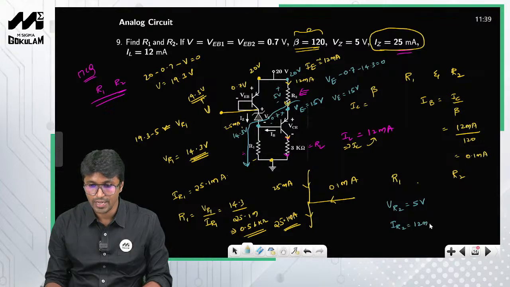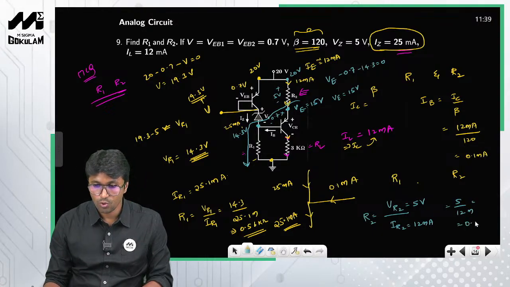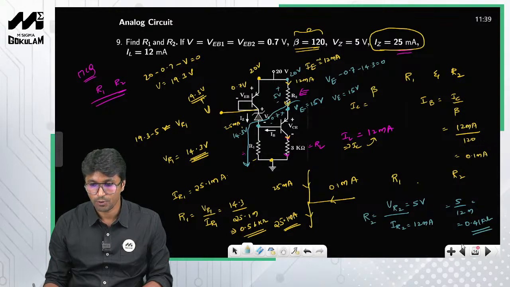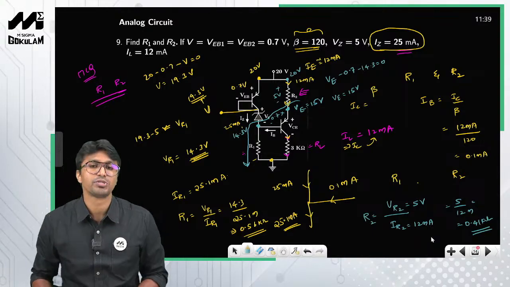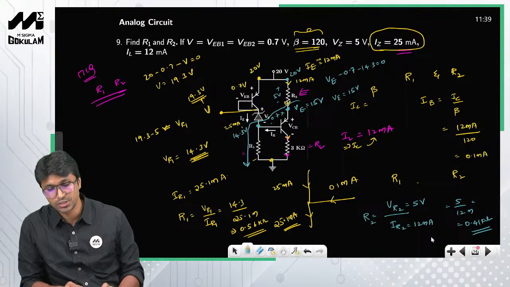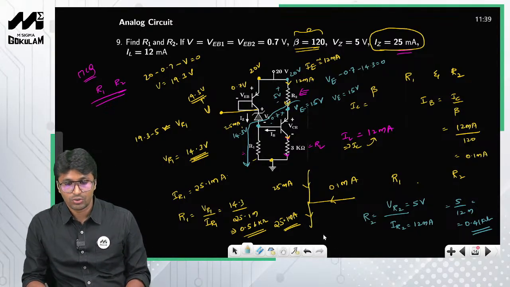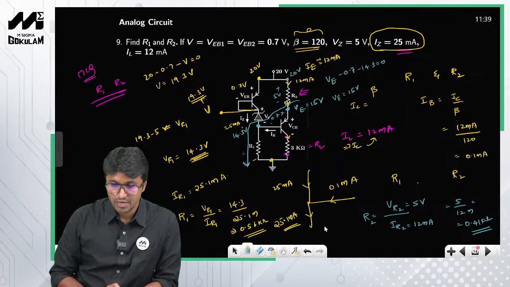12 milliamperes. So all you need to do is get the ratio to find the value of R2. So 5 by 12 milli gives you 0.41 kilo ohms, right? 0.41 kilo ohms. So this is how you solve this particular problem. Listen, here we have only used KCL and KVL, nothing more than that.